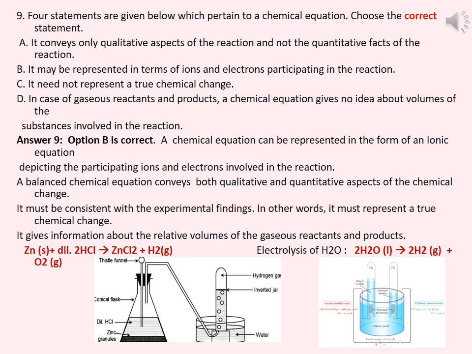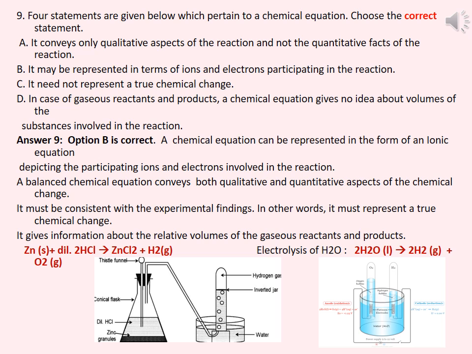Statement A, why is it wrong? A chemical equation conveys only qualitative aspects of the reaction and not the quantitative facts of the reaction. What does it mean? It means that from a chemical equation we get to know what is the reactant, whether it is carbon dioxide or methane or ammonia, that's all. And what is the product formed, what are the compounds, what are the elements formed during the chemical reaction. No, that is not the case. A balanced stoichiometric equation gives full quantitative facts of the reaction.